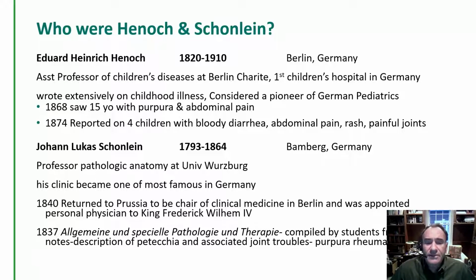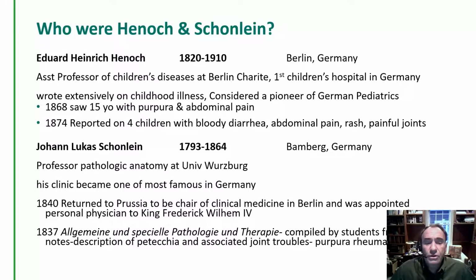In terms of the specific condition, in 1868, he had seen a 15-year-old who had purpura and abdominal pain, and in 1874, he actually wrote a report on 4 children who had bloody diarrhea, abdominal pain, rash, and painful joints. The condition was not named after him at that point. That was 1874. Who was Schönlein?